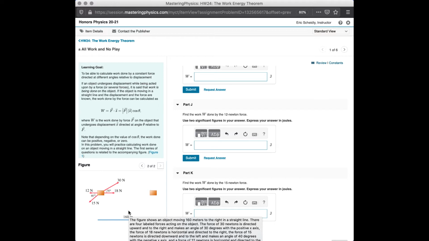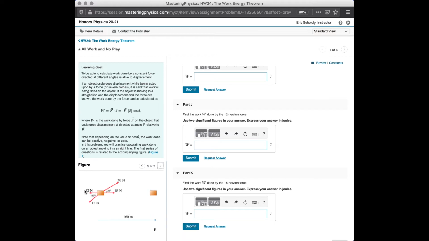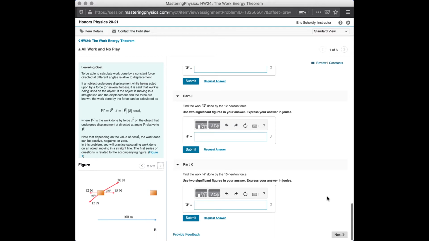The way that comes out in the math is technically it's 12 newtons times 160 meters times the cosine of the angle between them. Well, the angle between the 12 Newton force and the 160 meter displacement is 180 degrees. The cosine of 180 degrees is -1. So if you want your negative sign to come from mathematics, that's where it is in the calculation.